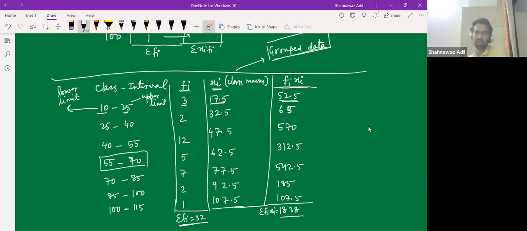Good. Any other doubts, guys? Okay, so if you don't have any doubts, please remember the terminology of the grouped data. You have class interval, class marks, frequency, lower limit, upper limit, and then you have class size. These are the important terms of grouped data.